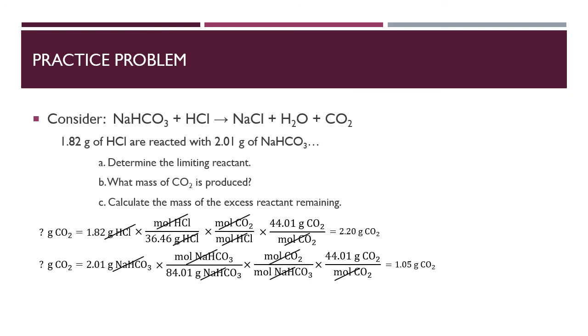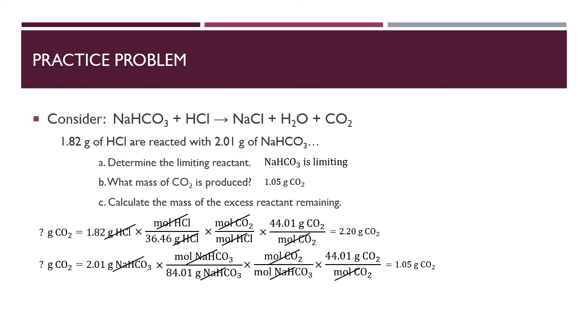So I'm now in a position where I can answer both of these first two questions. Notice the sodium bicarbonate will produce less carbon dioxide if it all reacts than the hydrochloric acid. So that tells me the sodium bicarbonate, NaHCO3, is limiting. It also tells me how much CO2 can be produced. That would be the 1.05 grams. Because once I get to 1.05 grams, I'm out of sodium bicarbonate. My reaction stops.